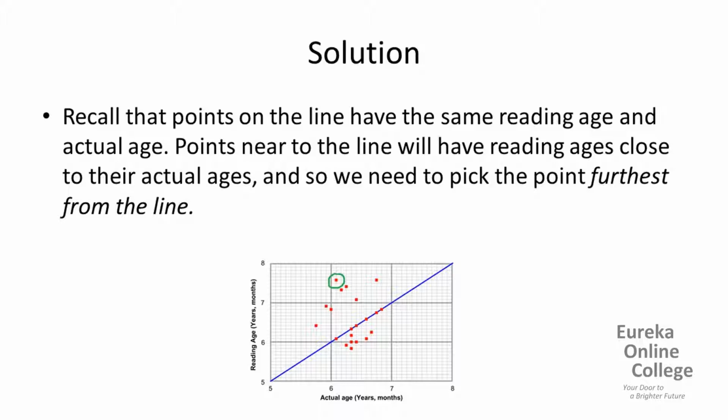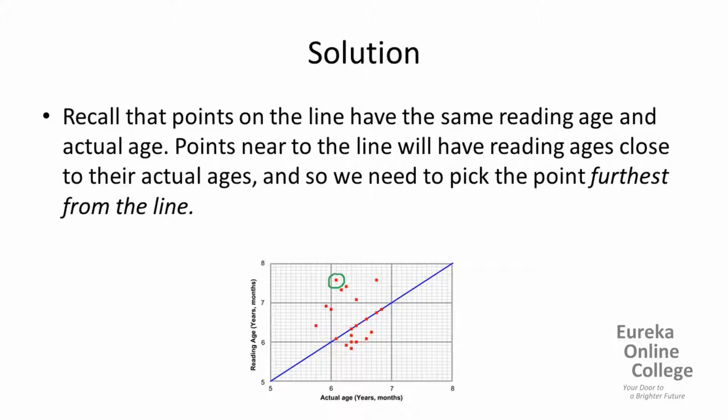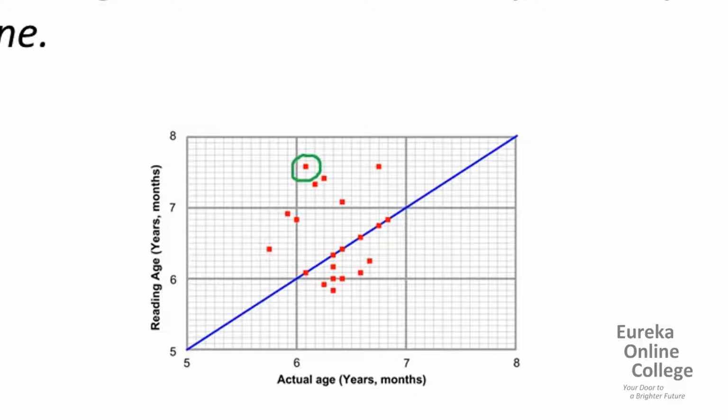Okay, so if you remember from the last question, the points that lie on the blue line have the same reading age and actual age. So if you move a little bit away from that blue line, then your reading age and your actual age are going to be quite close together. And in fact, the further you move away from the blue line, the bigger the difference between your reading age and actual age. So we need to circle the point that is furthest from the blue line. Usually this will be reasonably obvious. You can see I've circled the answer in green.